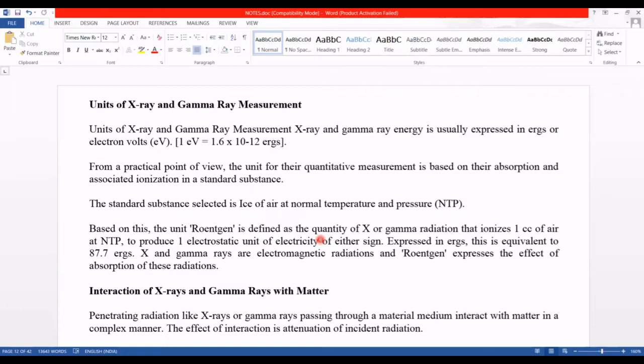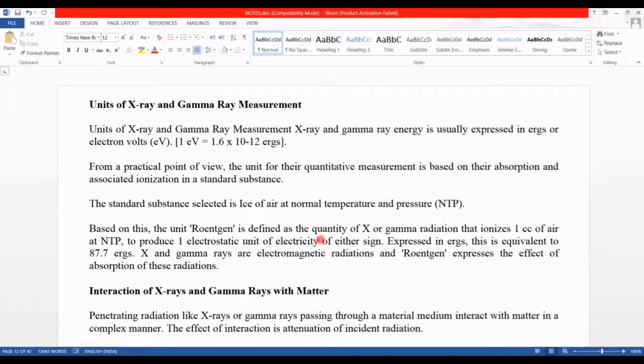So with the help of this Roentgen unit, we can express the capability of ionization of the film. This is very important in radiography. So another unit of radiation is Roentgen. Here Roentgen is defined as the quantity of X-ray or gamma radiation that ionizes 1 cc of air at NTP. Here air is taken as the standard substance.